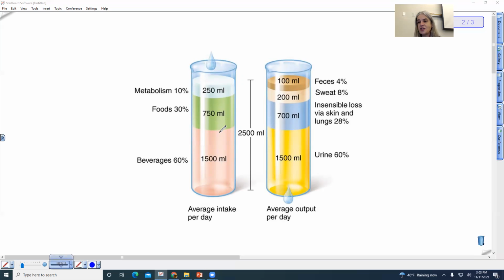Okay. So if we take a look at what this looks like from your textbook, these are the percentages. The average output of urine per day would be 1,500. The average intake per day of beverages would be 1,500. But then we also get some water from food and from metabolism. So this just breaks down water intake and outtake.